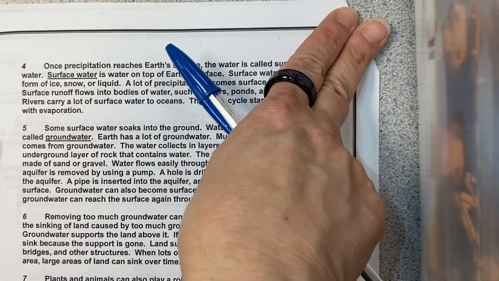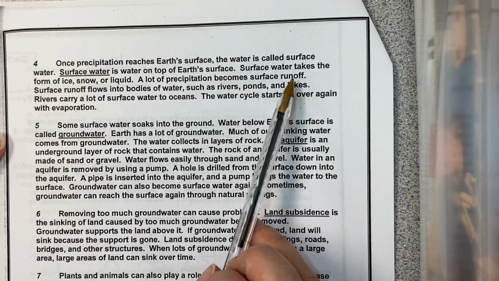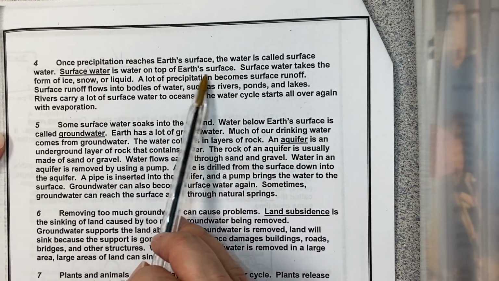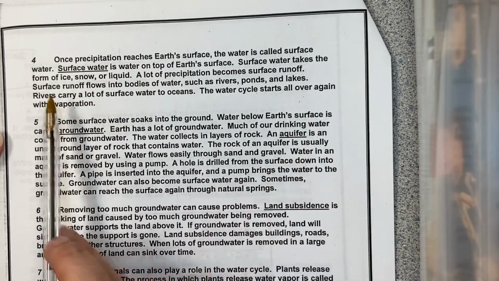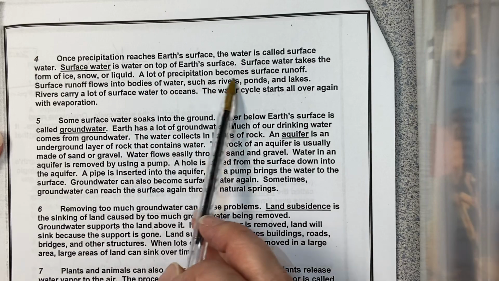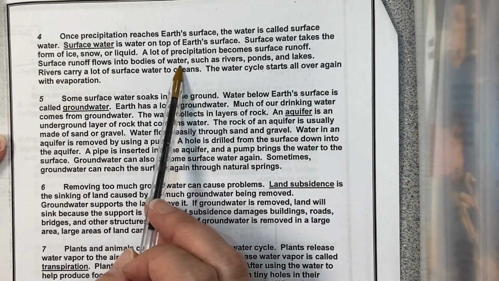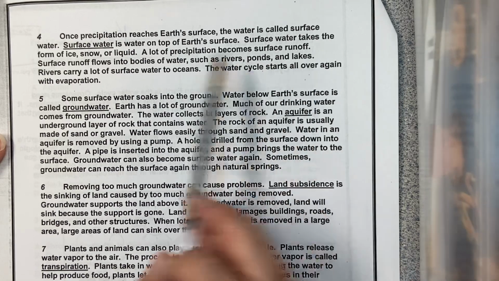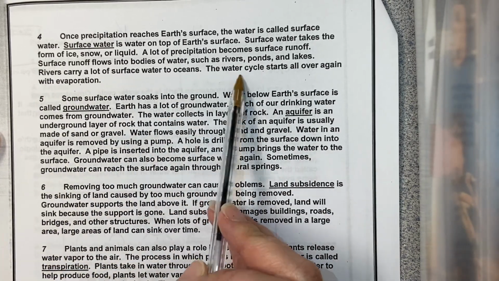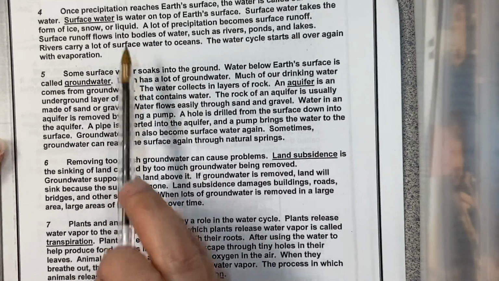Paragraph 4. Once precipitation reaches Earth's surface, the water is called surface water. Surface water is water on top of Earth's surface. Surface water takes the form of ice, snow, or liquid. A lot of precipitation becomes surface runoff. Surface runoff flows into bodies of water, such as rivers, ponds, and lakes. Rivers carry a lot of surface water to oceans. The water cycle starts all over again with evaporation.